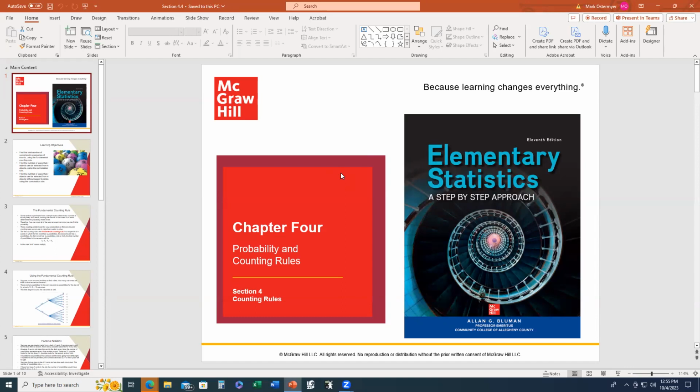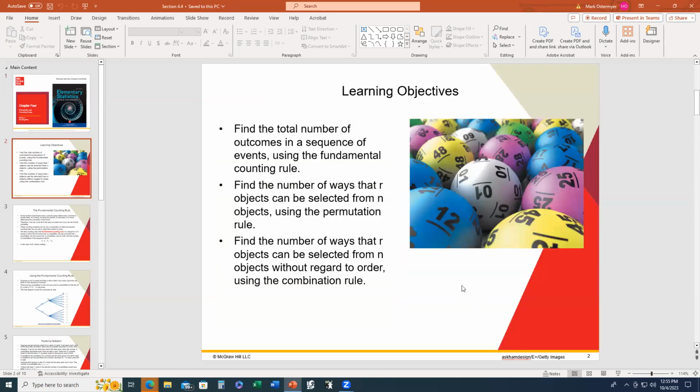All right, so counting. When we get done with this section, we'll learn how to find the total number of outcomes in a sequence of events using what's called the fundamental counting principle or counting rule. We'll also be able to find a number of ways that r objects can be selected from n objects using the permutation rule. And we'll also learn how to find a number of ways that r objects can be selected from n objects without regard to order, in which case we would use the combination rule.